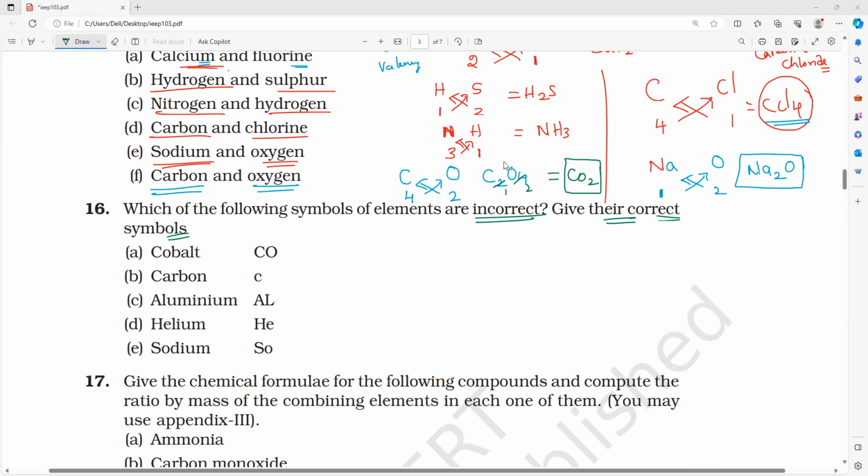Both are even numbers, correct? You don't know that. Simplifying, lowest ratio, you have to write it.